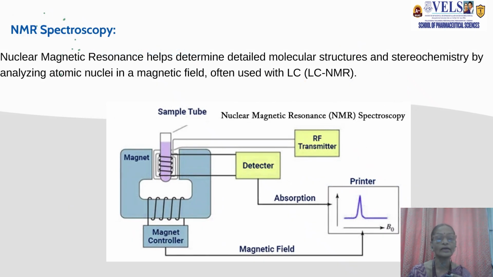Coming to NMR, nuclear magnetic resonance helps to determine the detailed molecular structure and stereochemistry by analyzing atomic nuclei in a magnetic field, often used along with LC, that is liquid column chromatography, or GC. Here magnetic radiation is applied to the sample. There is an interaction between the nuclei of the sample and the magnetic field, thereby the internal structure is disturbed. Each and every atom produces a different signal, a different absorption, based upon the interaction of the nuclei with the magnetic field. By using this, we can easily identify the sample.